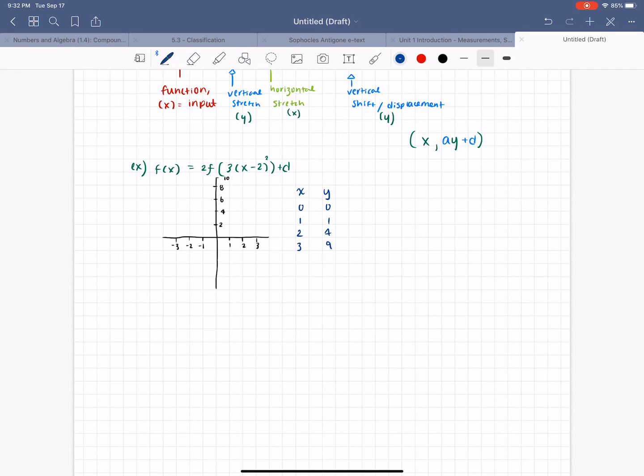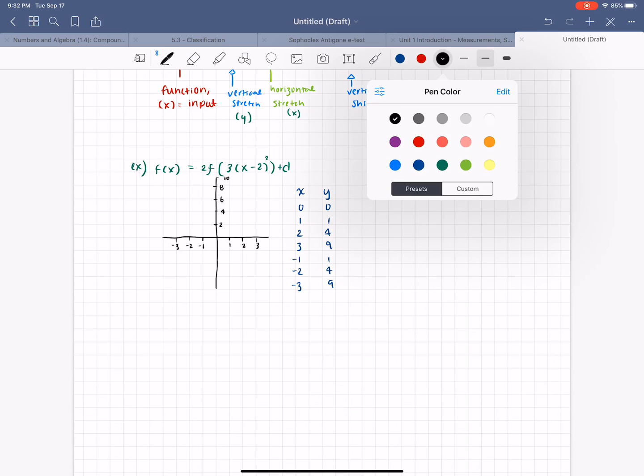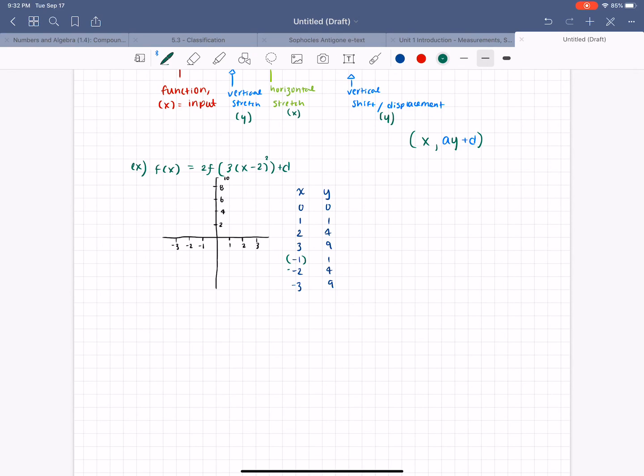If we essentially did the negative, the same thing would happen. We did -1, we'd still get 1. If we did -2, we'd get 4. -3, we get 9. Why is this? Well, remember, when we square a negative input, we get a positive result.